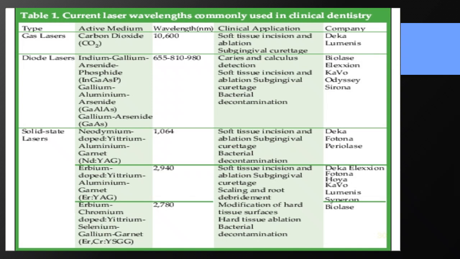This is a table showing the gas laser, diode laser, and solid state lasers with the wavelength. Gas lasers, for example carbon dioxide, the wavelength is 10600 nanometer. And diode lasers, for example gallium arsenide, gallium arsenide phosphide laser, the nanometer range is 655 to 810 and 960. Solid state lasers include neodymium doped yttrium aluminum garnet laser, where the wavelength is 1064. And erbium laser, where the wavelength is 2940.